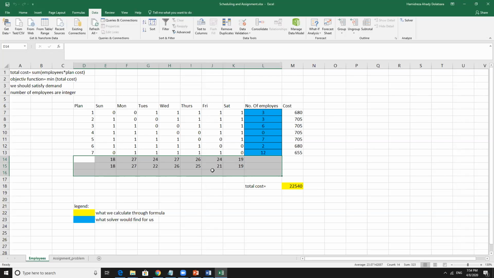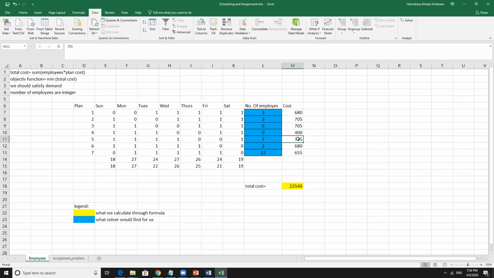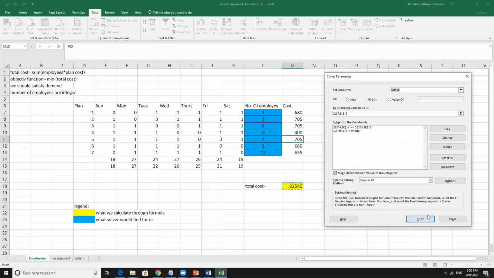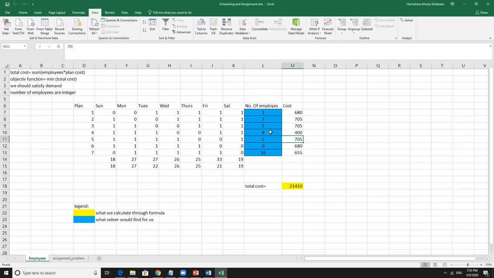Let me do one of the plays by myself. Nobody was selected from plan 4. Let me just reduce the cost. So instead of 705, I make it 400. Let's solve it again. Now 8 employees are selected from plan 4.